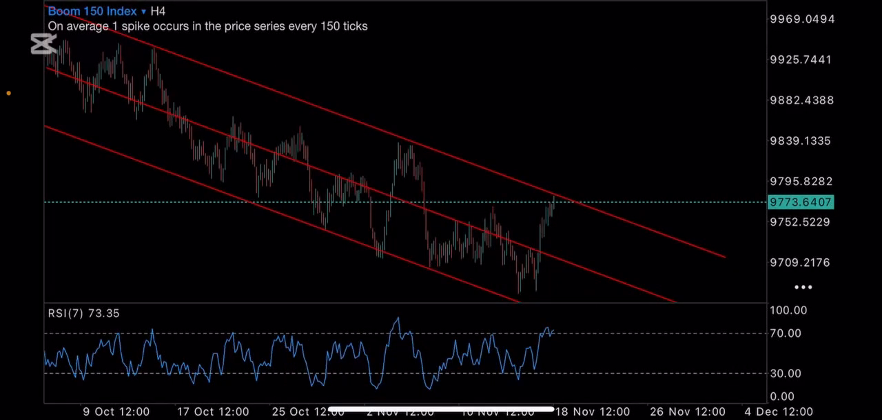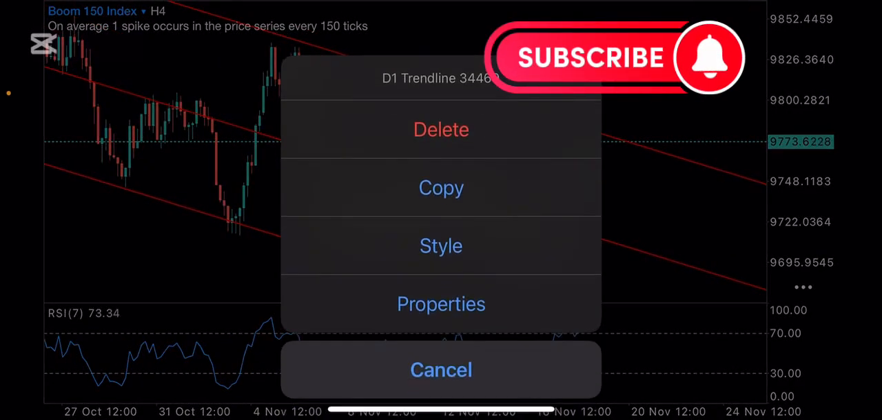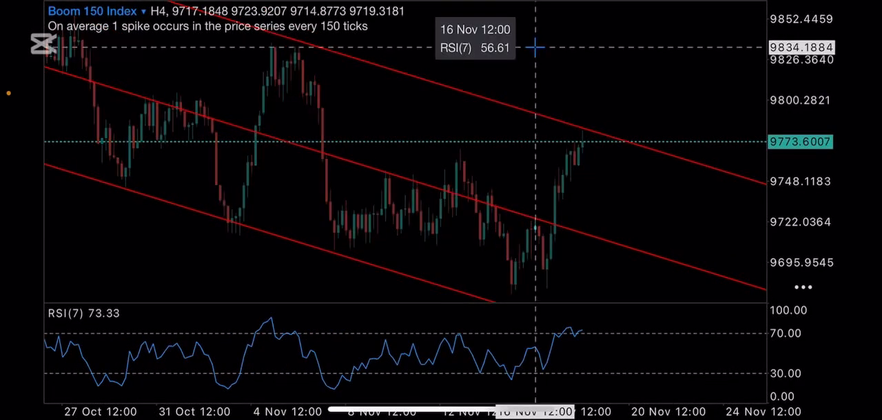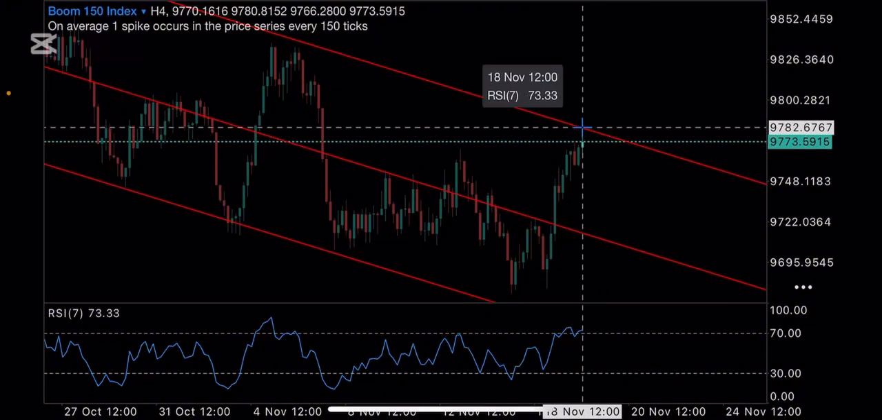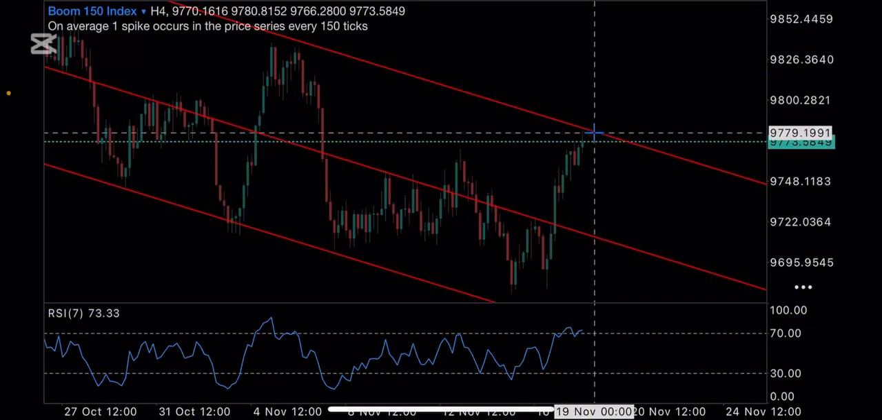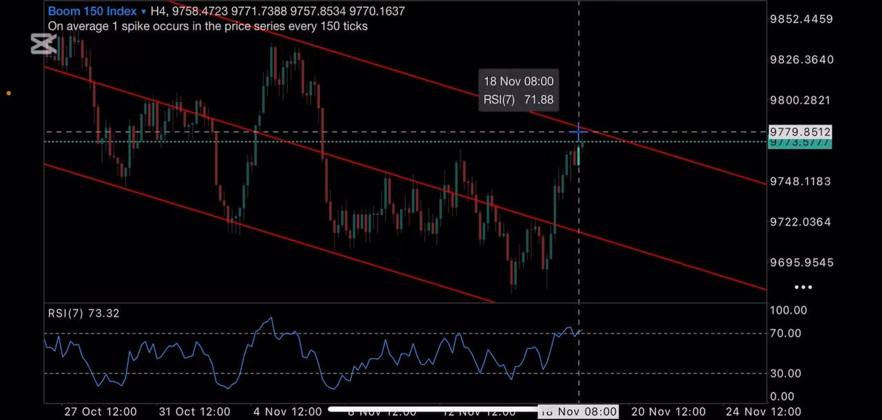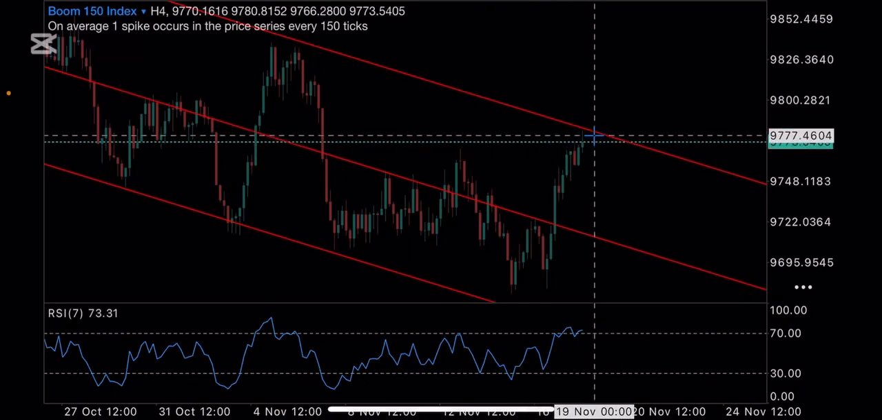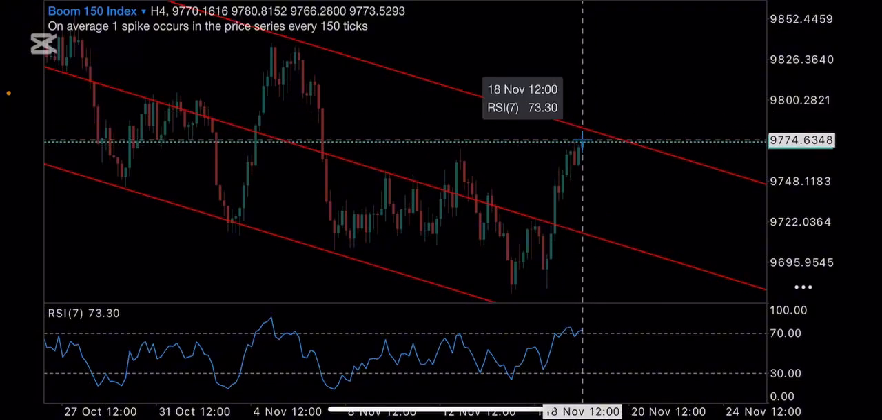Now already, because I've been able to see that Boom 150 is on the top of this channel, what do you think my bias for Boom 150 should be at this point? I will begin to have a very good sell bias. Why? Because Boom 150 is potentially going to bounce on this channel and drop down.